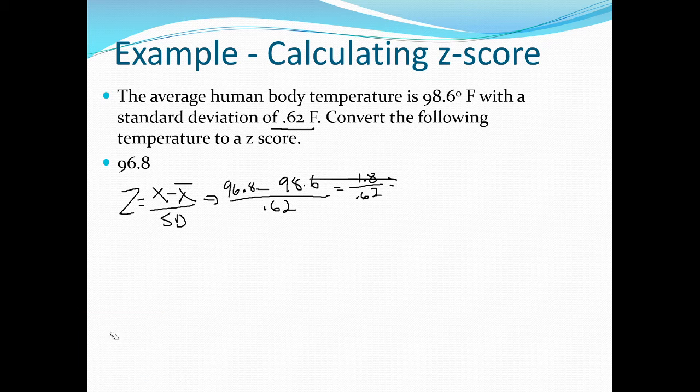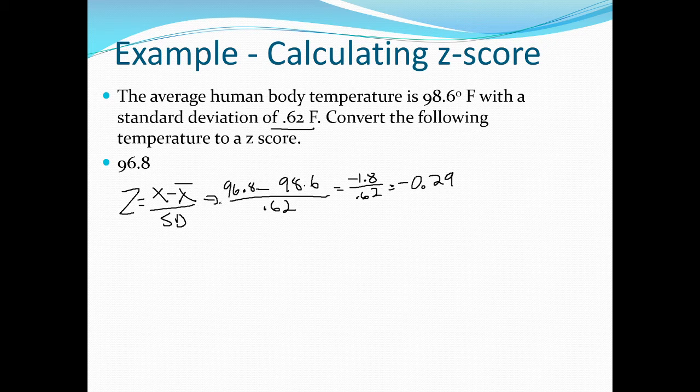Let me erase that line there because it's annoying. There we go. Hopefully that doesn't happen too much here. And so that divided by 6.2 is negative 0.29 is what I got.